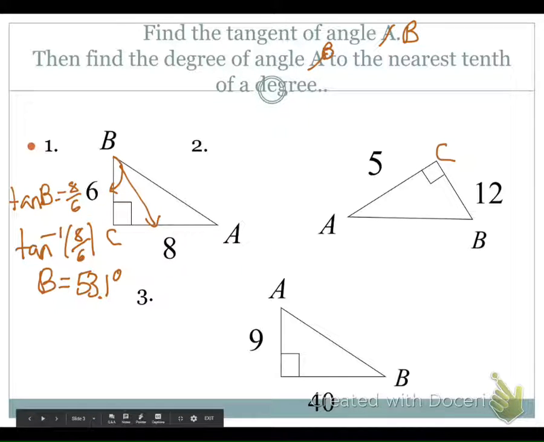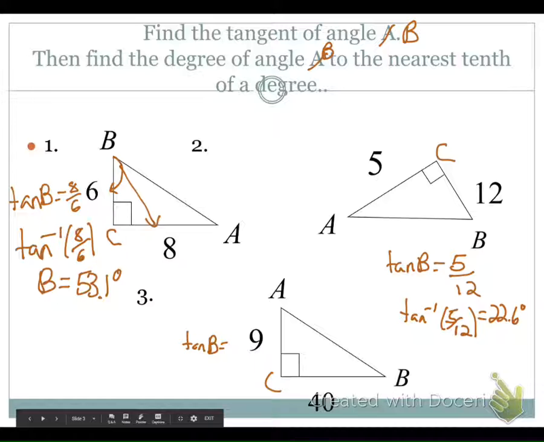In question number 2, we want to find tan B. Tan B equals, what's opposite of B? 5. Next to B is 12, which brings me to tan inverse of 5 over 12. 22.6. Do you guys agree? Okay. And then last but not least, we want to find tan of B for 3, which is opposite 9 over 12.7.